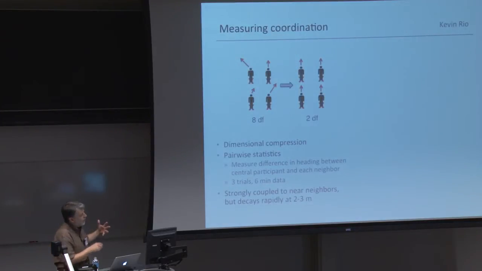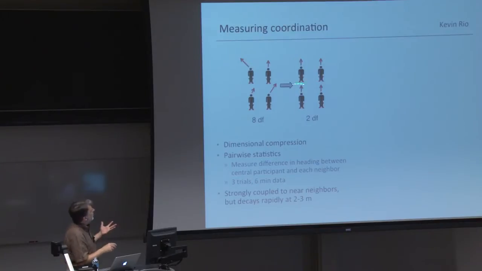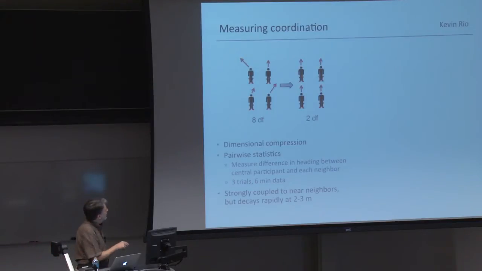So we're basically going from a bunch of individuals, in this case with 4 individuals, each having 2 degrees of freedom. We have an 8-degree-of-freedom system that's now getting condensed down into a 2-degree-of-freedom system with a common direction and a common speed. So there's this dimensional compression going on, and we can see that if we use PCA, for example, on our data, we get that dimensional compression. But more interestingly, I think we're beginning to do these pairwise statistics between people in the crowd.